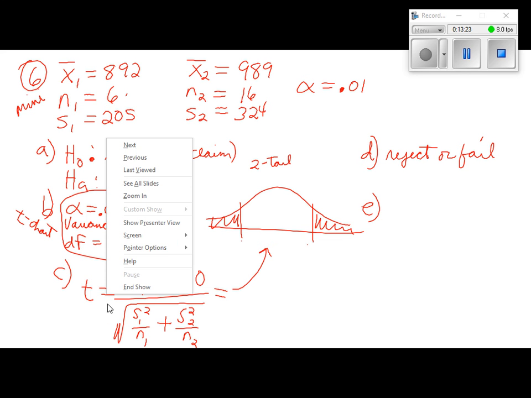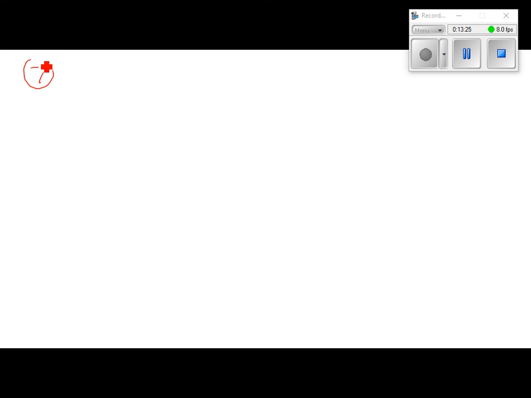Number 7. Number 7, they just give us the numbers there, and we just got to do each thing. So they actually tell you that the claim is mu D is greater than or equal to 0. So that's going to be your H0. Mu D is greater than or equal to 0. Then our HA is going to be mu D is less than 0. This is the claim right here.